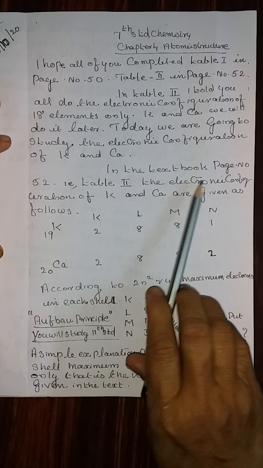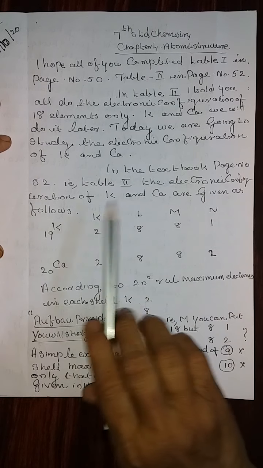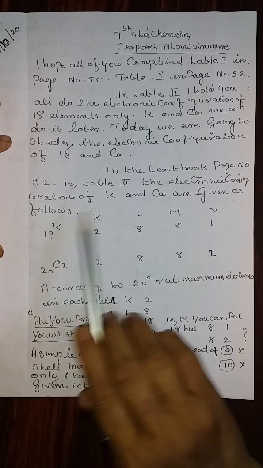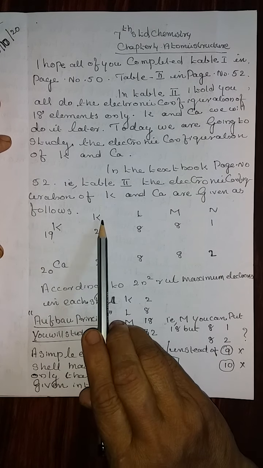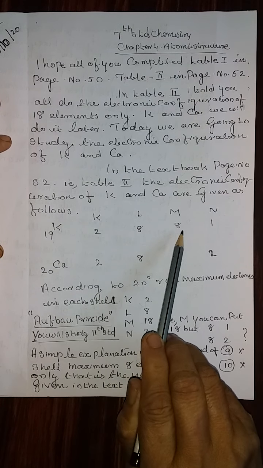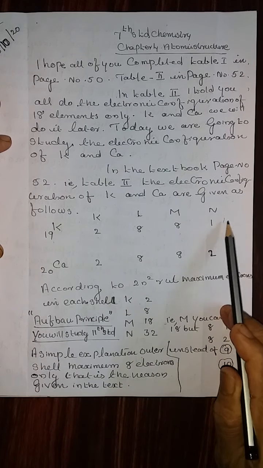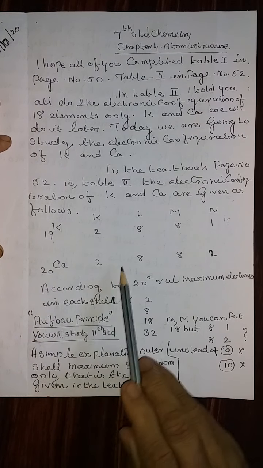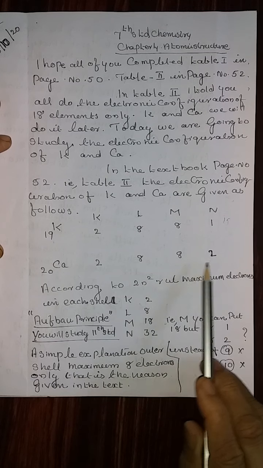In the textbook, page number 52, in Table 2, the electronic configuration of potassium and calcium are given as follows. Potassium, atomic number 19. Therefore, the electronic configuration is 2, 8, 8, 1. Total 19. Calcium, atomic number 20. Electronic configuration 2, 8, 8, 2.